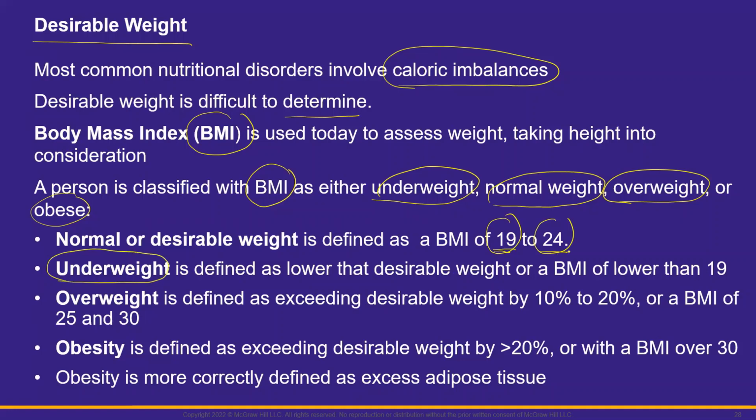If it is over 24, like 25 to 30, then this person is considered overweight. If it is over 30, like 31 and over, or 20% over desirable body weight, then that person is considered obese. So obesity is when the person has a BMI over 30. Obesity is usually more correctly defined as excess of adipose tissue.